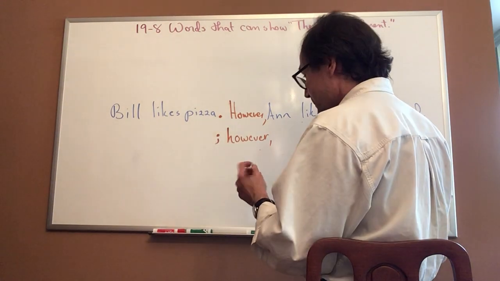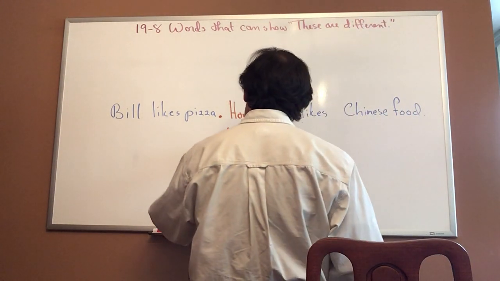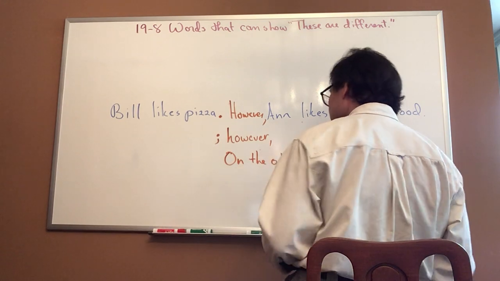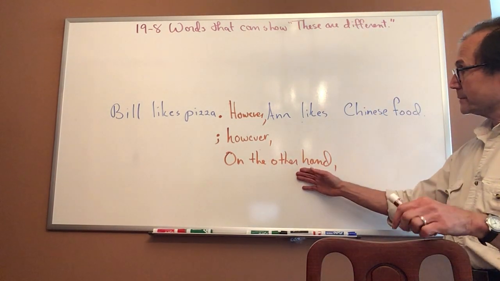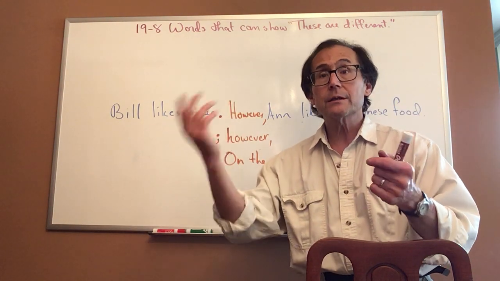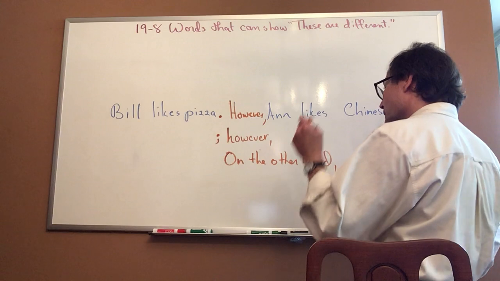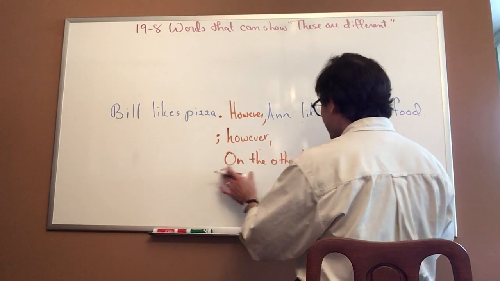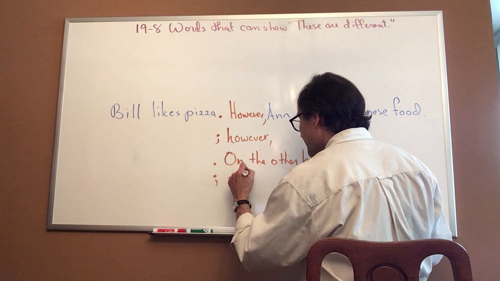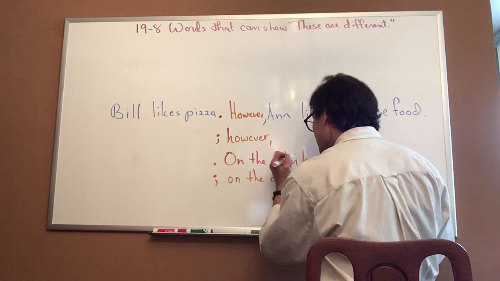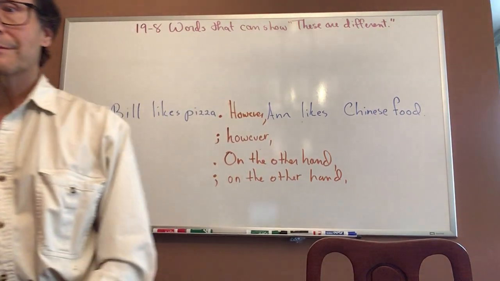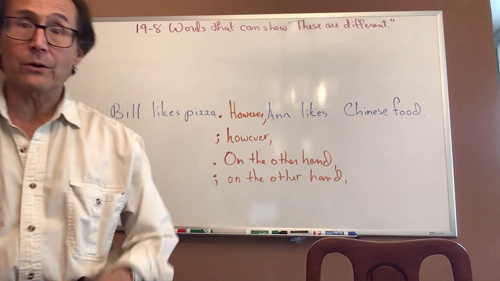Another word that works the same way is, or actually not a word, a phrase, "on the other hand." And "on the other hand," again, is just used to show two situations, this one is different from this one. So, on the other hand. And again, I can use "on the other hand" with a period and a comma, or I can use it with a semicolon, no capital letter. So "on the other hand" can also be used with a semicolon.